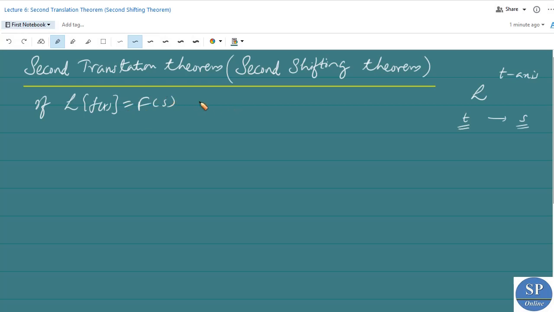of s and a is greater than 0, then the Laplace transform of f of t minus a into u of t minus a is equal to e power minus as into F of s, where F of s is the Laplace transform of f of t. Here u of t minus a is the unit step function.